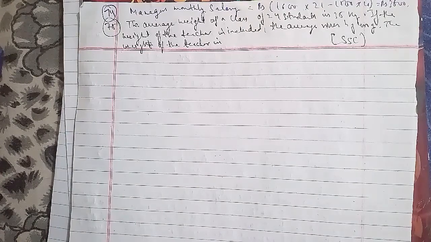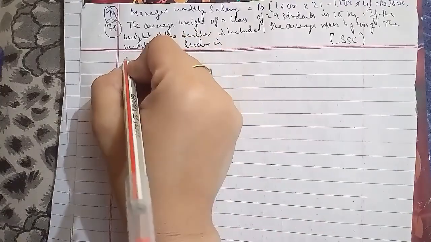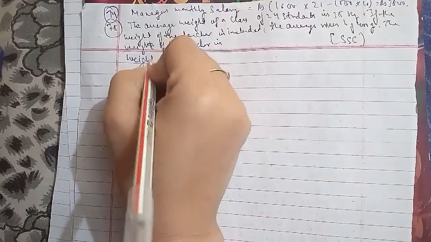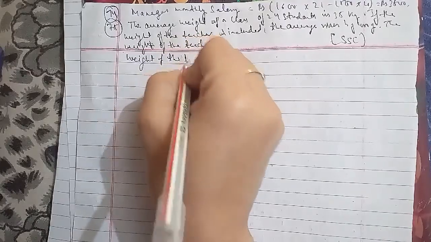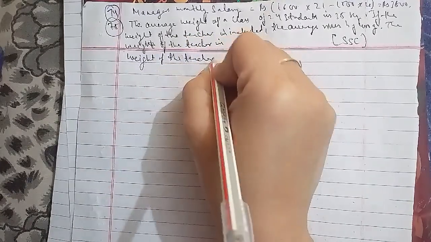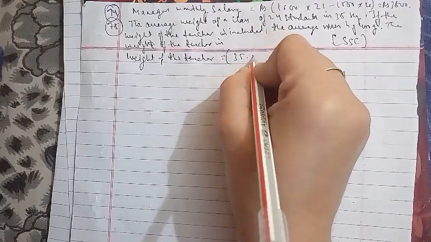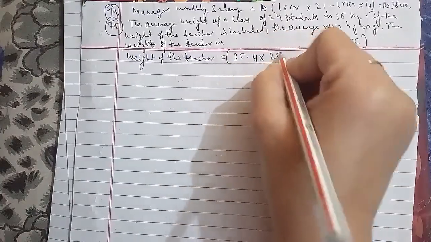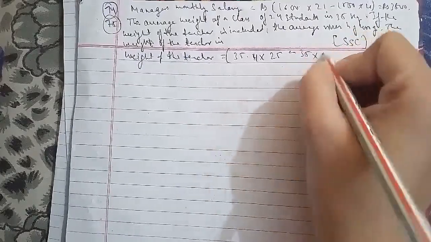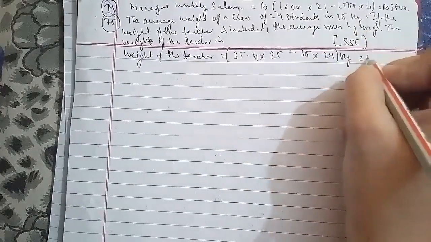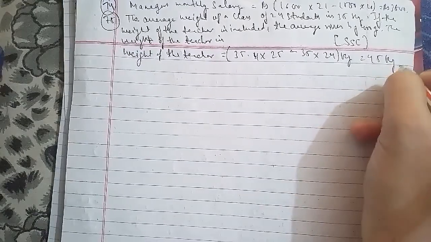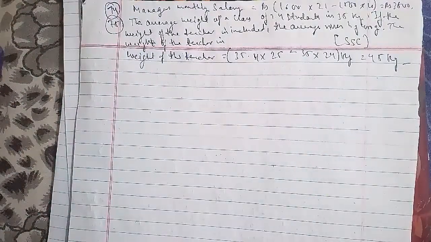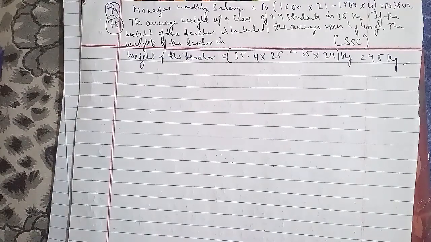So weight of the teacher equals 35.4 into 25 minus 35 into 24 kg, which equals 45 kg. That is the answer here. Now we will be going ahead with another important question, which is the 76th question of the sessions, which is as follows.